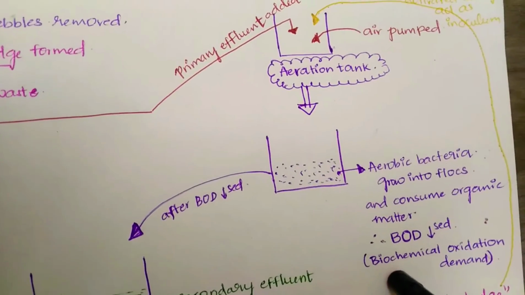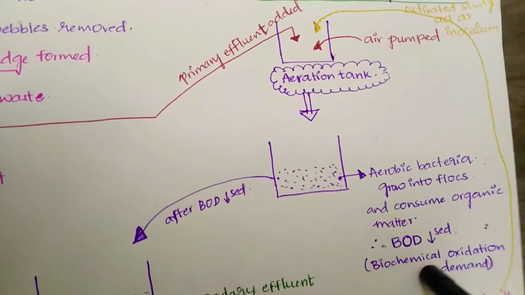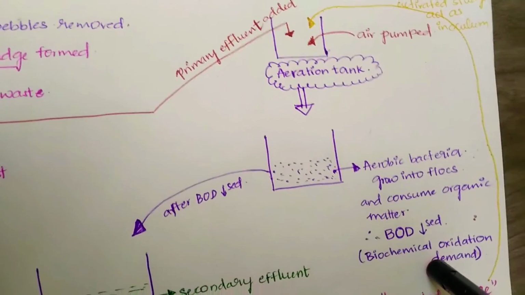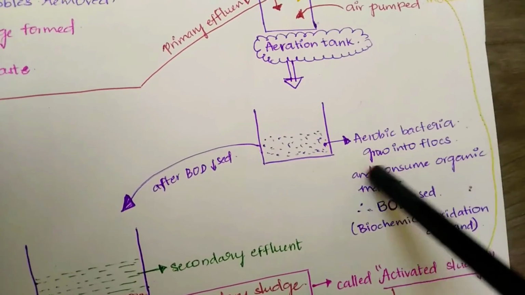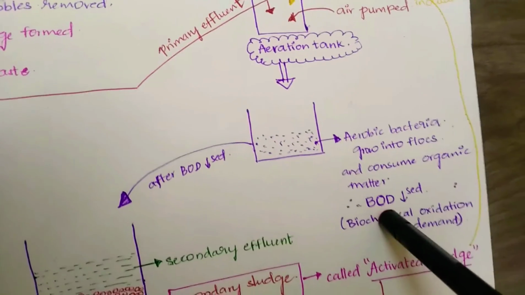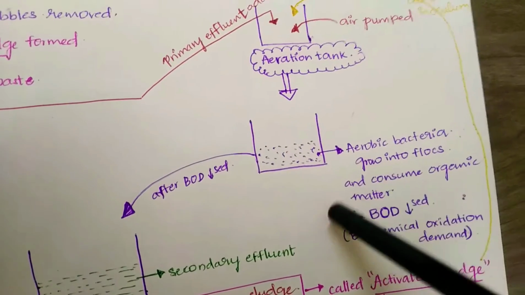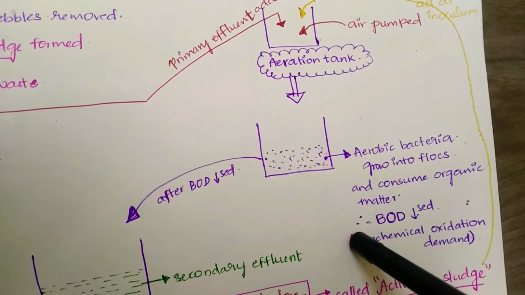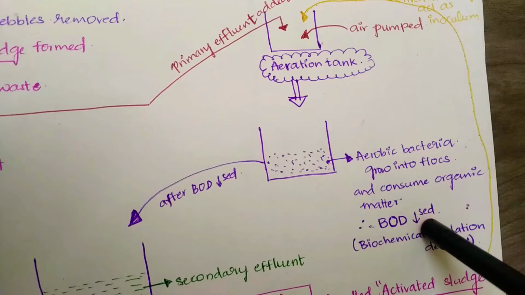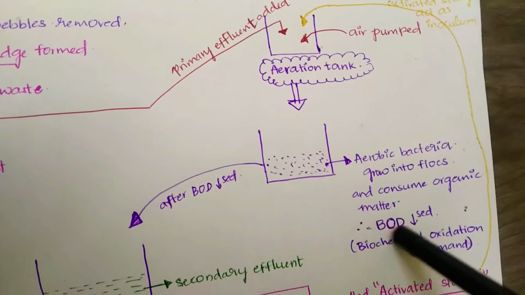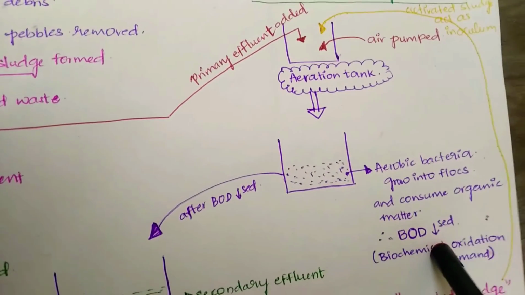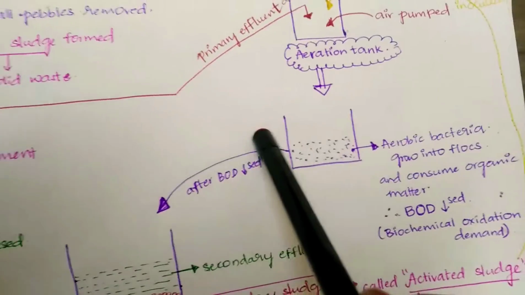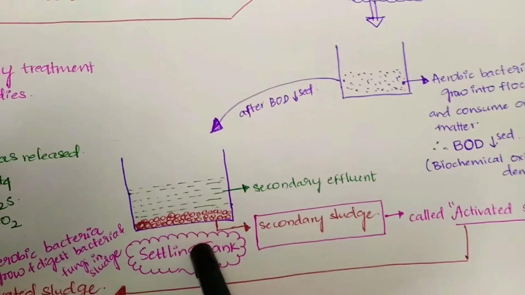What is BOD here? BOD is biochemical oxygen demand. If the BOD is high, then the water is called highly polluted. When the BOD is decreasing, it means the pollution rate in the sewage is decreasing. After the decrease in the BOD, the sewage water is transferred to the settling tanks.